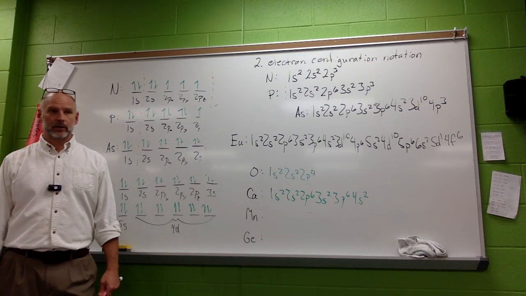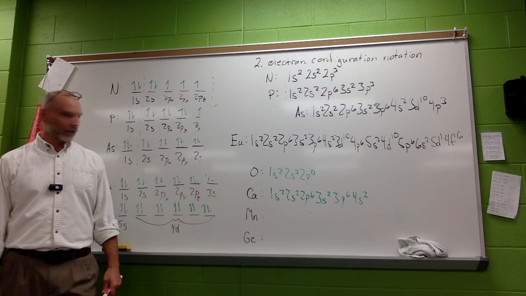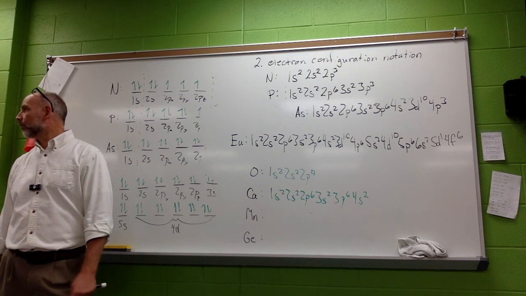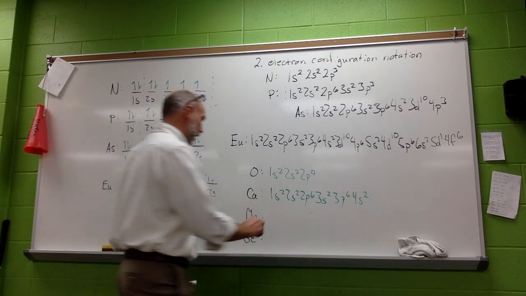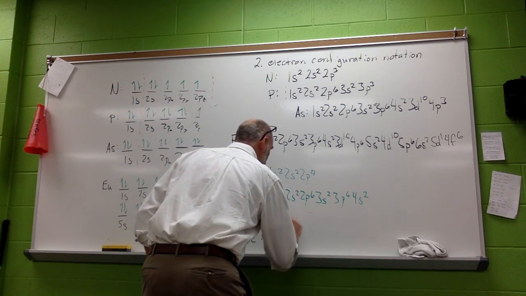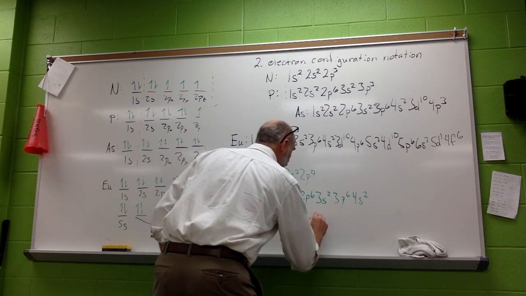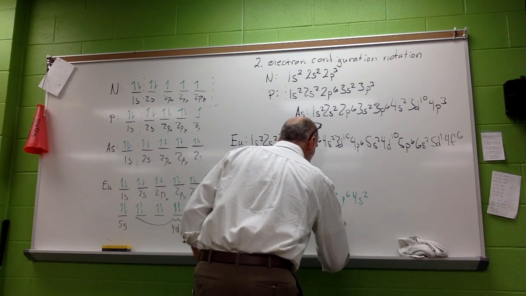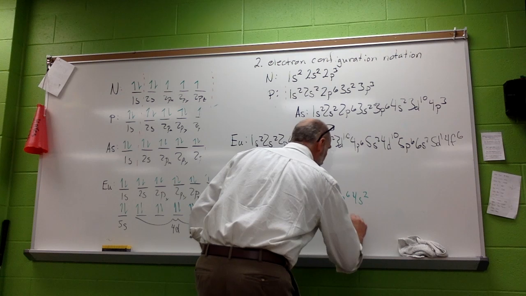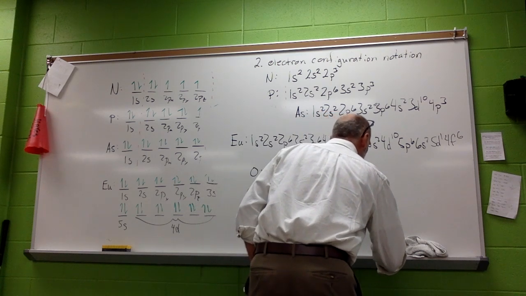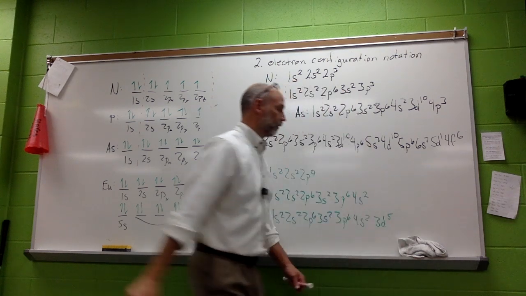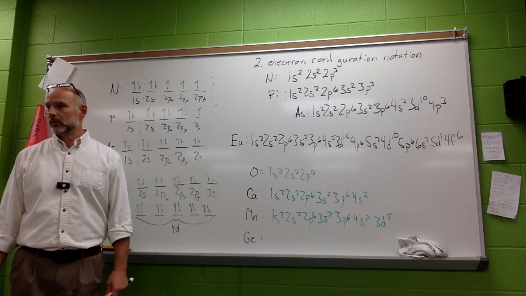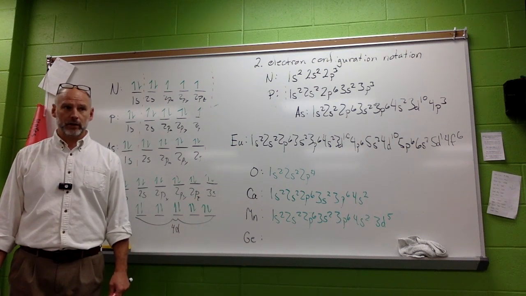Great. Manganese, we should have 1s2, 2s2, 2p6, 3s2, 3p6, 4s2, 3d5.